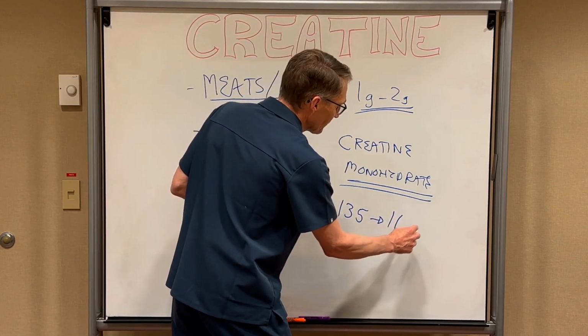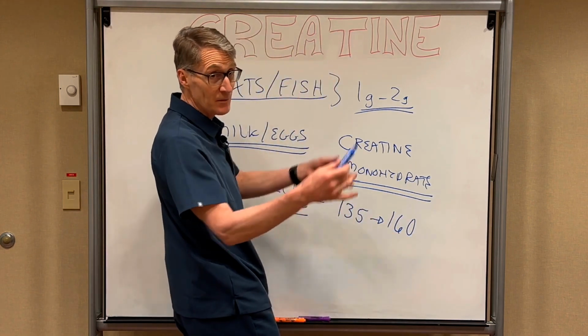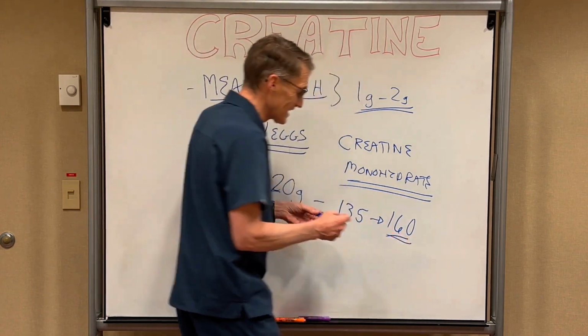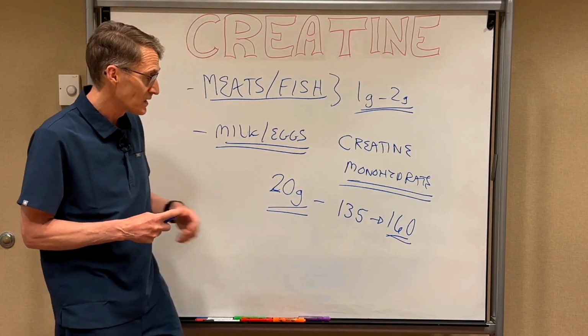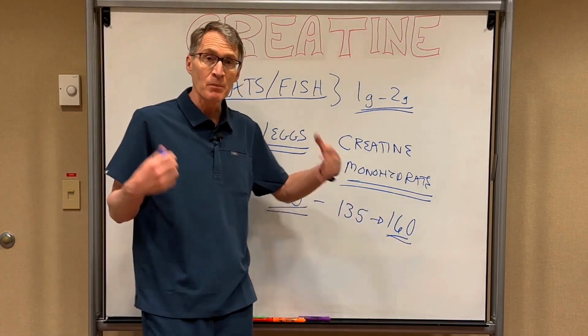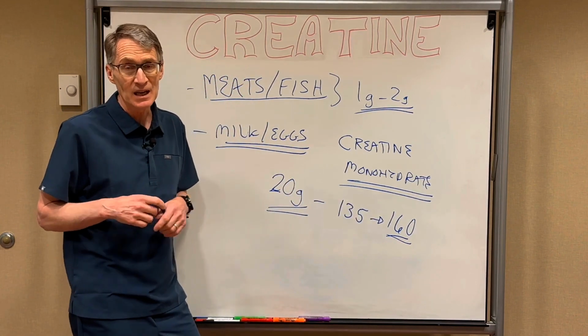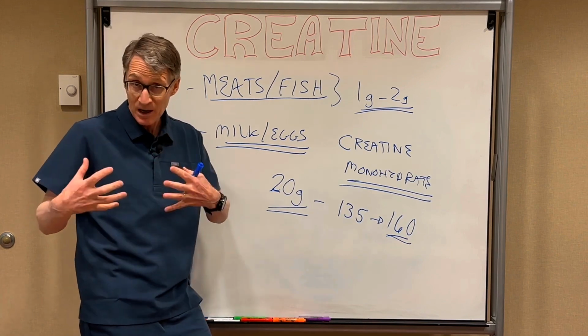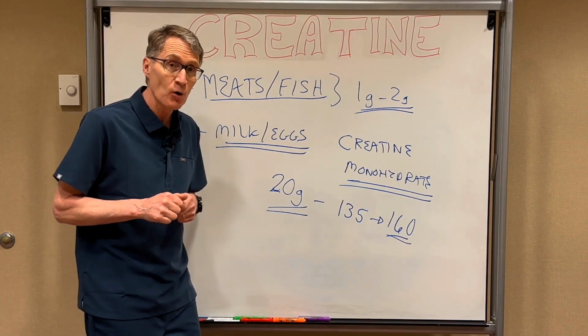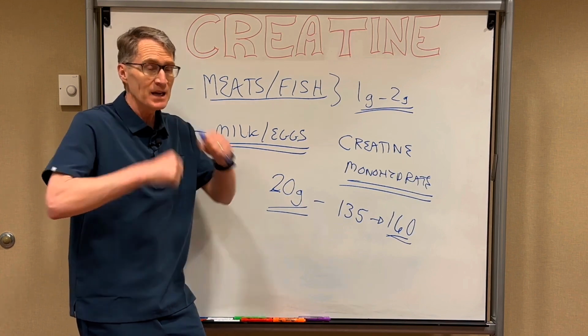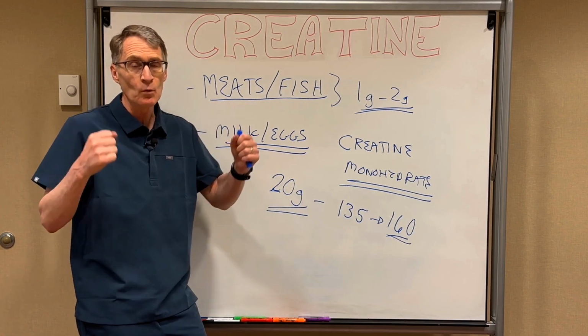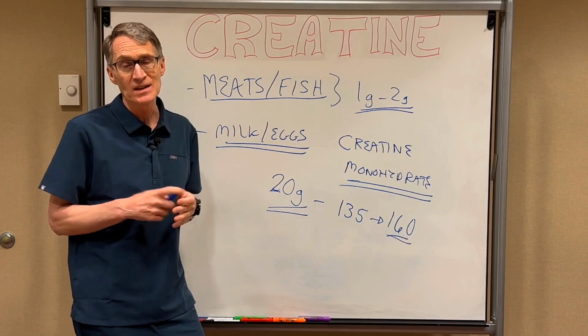The maximum, more is not better. You can't keep going up and up and up. It's probably around 160 millimoles per kilogram dry muscle mass. Doesn't seem like a lot, but what those early studies showed is that in repetitive, high-intensity sprinting performance, there was improvement. So you get on a bike and you do 6 seconds as fast as you can, wait, do another 6 seconds, that sort of activity.